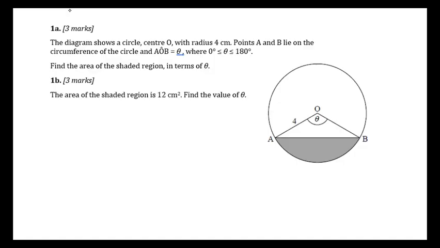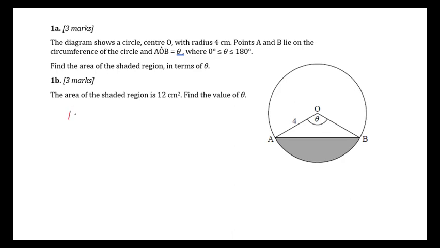This video is about arc length, triangle area, and sector areas. For number 1, the diagram shows a circle with center O and radius 4 centimeters. Points A and B lie on the circumference of the circle, and the angle AOB equals theta, where theta is between 0 and 180 degrees. Find the area of the shaded area in terms of theta.